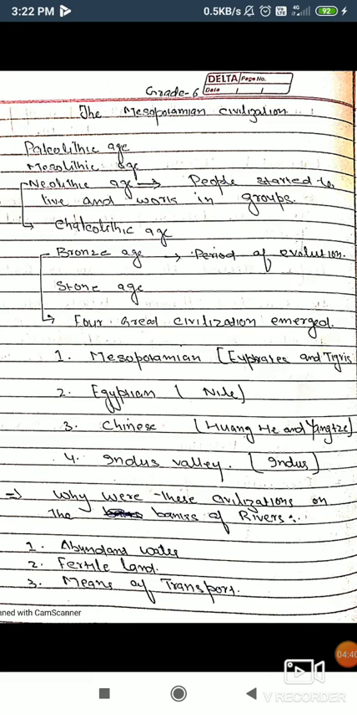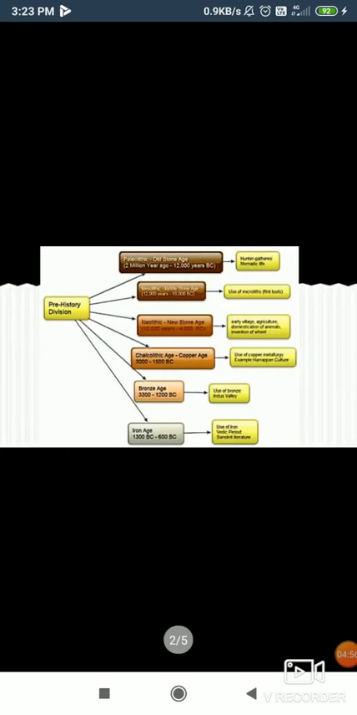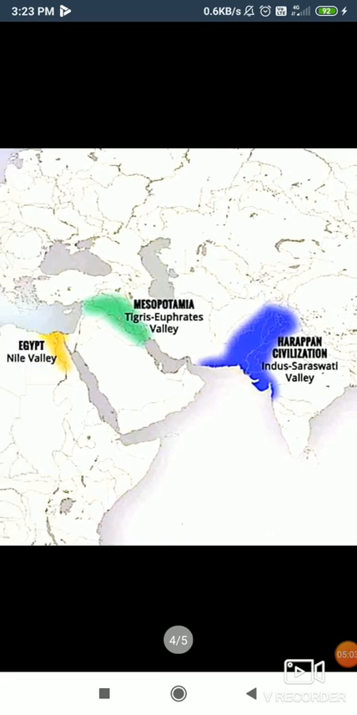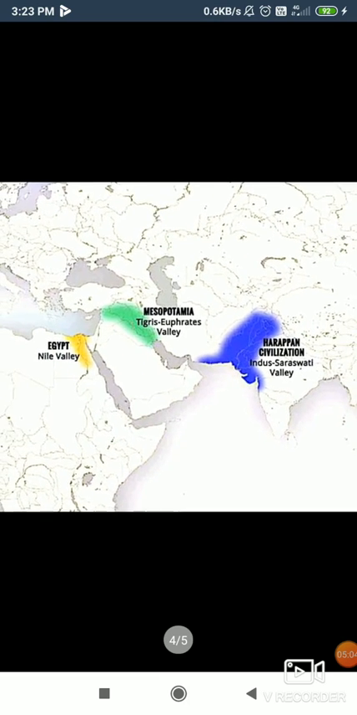So, you must be thinking, why were these civilizations on the banks of rivers? First, let me show you on the map Mesopotamian civilization to Indus Valley civilization on the world map. I can tell you, you see, Egyptian civilization is on the northern part of Africa. Similarly, Mesopotamian civilization is in the Middle East.